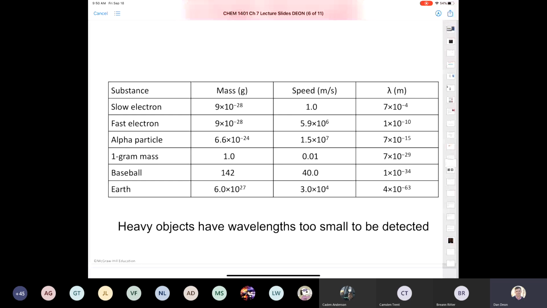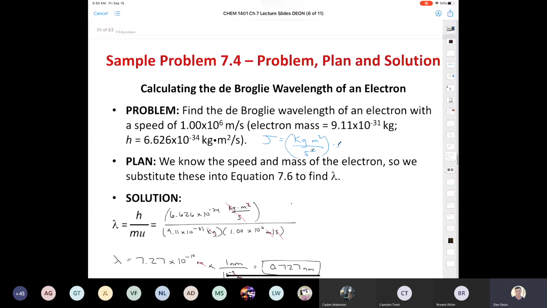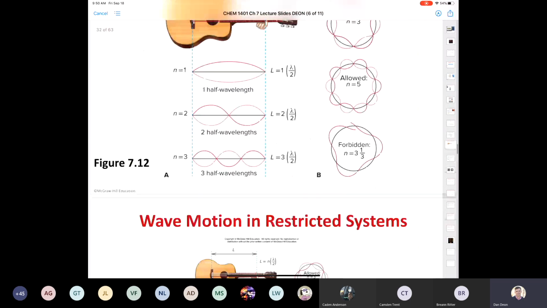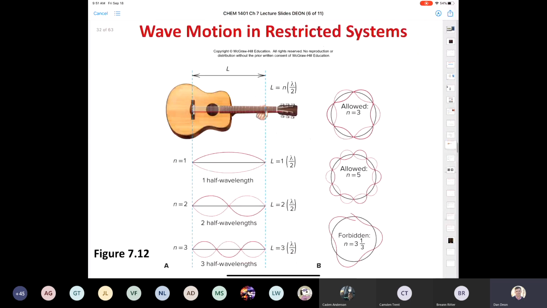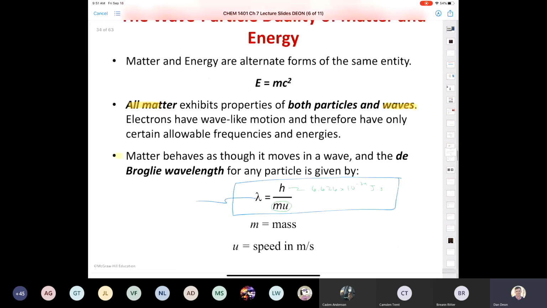I want to switch gears again, and I know I'm doing that quite a bit here, and I'm going to come back to this for a second, but I want to go back to that guitar string page and talk about why electrons only have certain energy levels. And if you're wondering where that de Broglie equation came from, Mr. Dion, you just kind of magically sprung this equation on me. Lambda is equal to h over mass times speed.